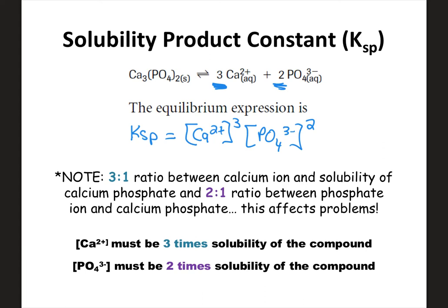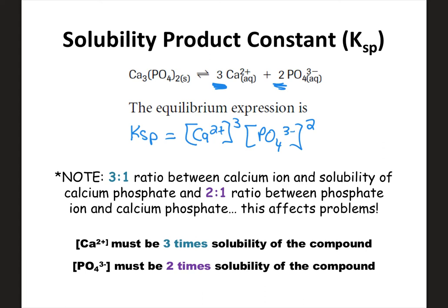And something else to take note of here, notice the 3-to-1 ratio between the calcium ion itself and the solubility of the calcium phosphate. For every one of the compound, how many Ca2+ ions do you form? 3. So that's a 3-to-1 ratio here. Also, for every one of the compound, you get 2 of the phosphate ion. This is important in problems.